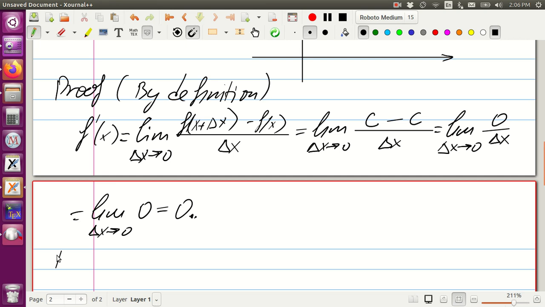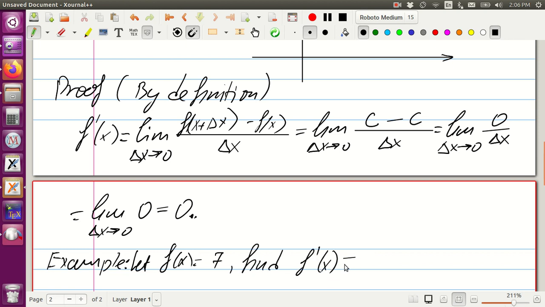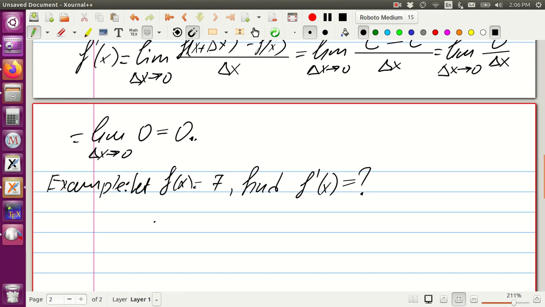All right, so a small example, just to understand what we're talking about. Let f of x be equal to 7. Find f prime of x. So the solution is very short and simple. f prime of x is equal to the derivative of 7, which is equal to 0 because it's a constant. It's a really nice theorem.